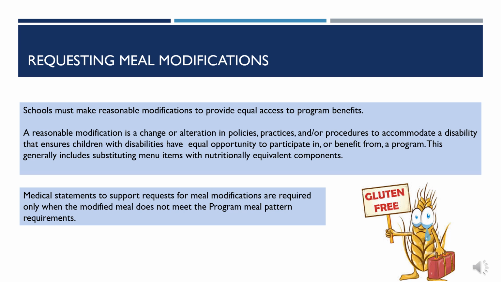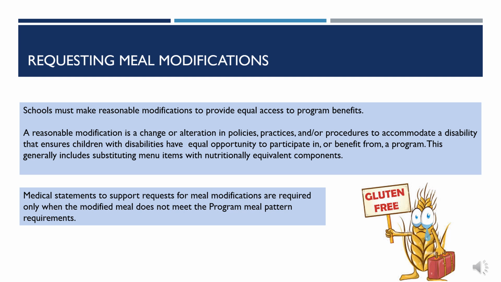So schools must make reasonable modifications to provide equal access to program benefits because people have different needs. A reasonable modification is a change or alteration in policies, practices, and/or procedures to accommodate a disability that ensures children with disabilities have equal opportunity to participate in or benefit from a program. This generally includes substituting menu items with nutritionally equivalent components, but that's not always the modification that needs to occur.